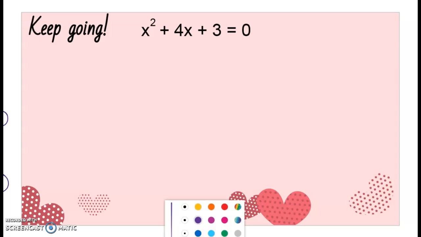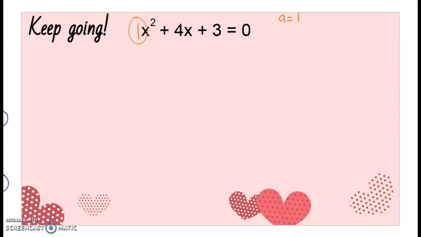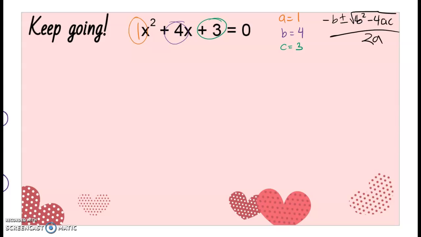Alrighty. So I have my A, which is 1 here. I have my B, which is a 4. And then I have my C, which is a 3. That's pretty nice. Negative B plus or minus square root of B squared minus 4AC all over 2A. Let me fix that.